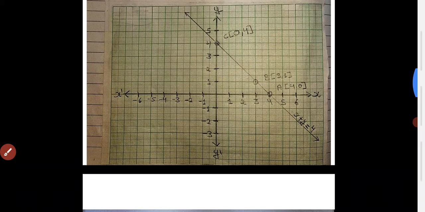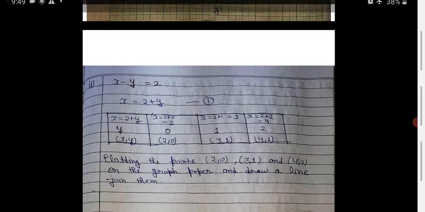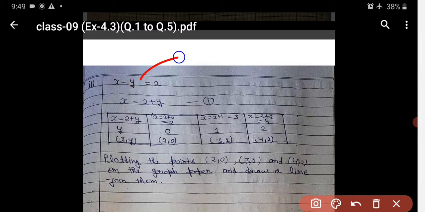So it is your first answer. Now come on the second question. x minus y is equal to 2. So you have to write here x. If you want to make one variable alone, move y here, it becomes positive. So the equation becomes x is equal to 2 plus y.